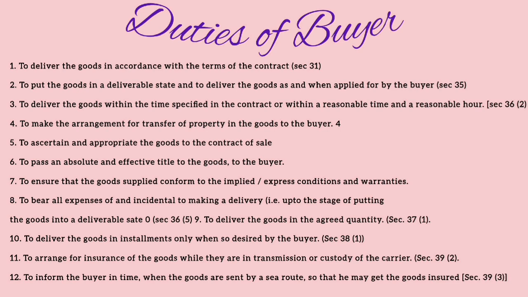Tenth duty is to deliver the goods in installments only when so desired by the buyer. 11th is to arrange for the insurance of the goods while they are in transmission or custody of the carrier. And the last duty of the buyer, as given in section 39, is to inform the buyer in time when the goods are sent by a sea route so that he may get the goods insured.